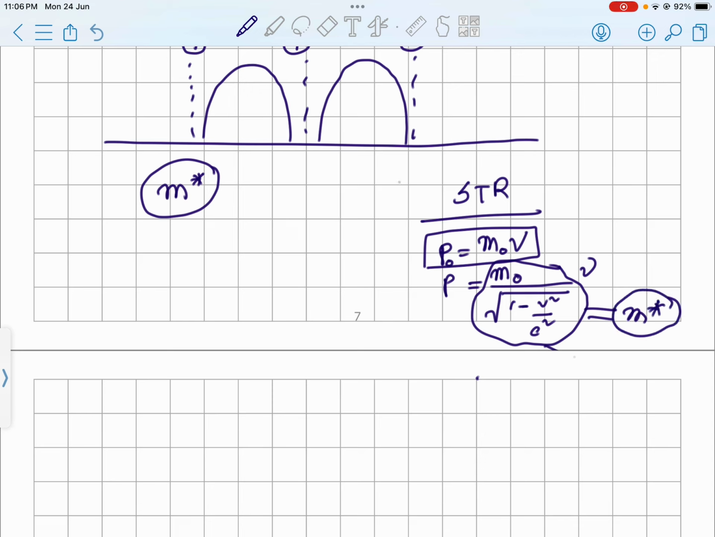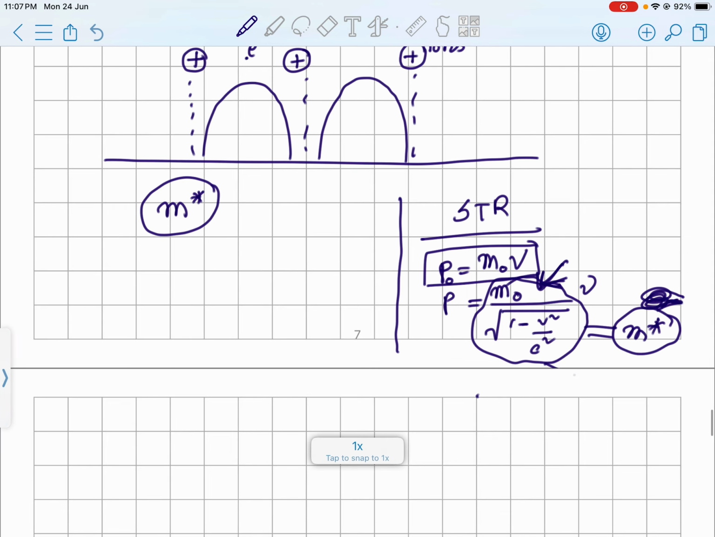So here also we have increased the velocity, and that accounts in the m star. This increase of velocity is accounted in m star. Okay, so here we don't consider m star, but you can recall it for resemblance. Okay, now what is m star?